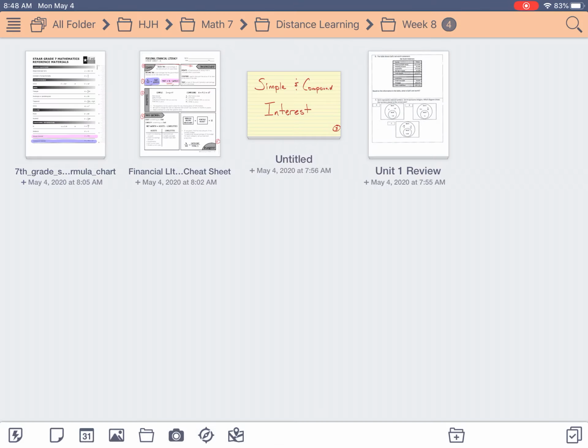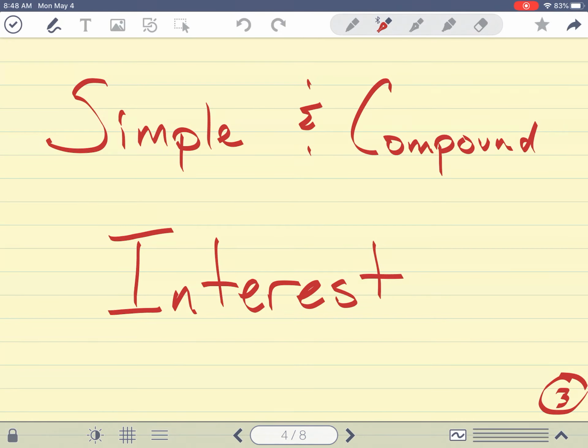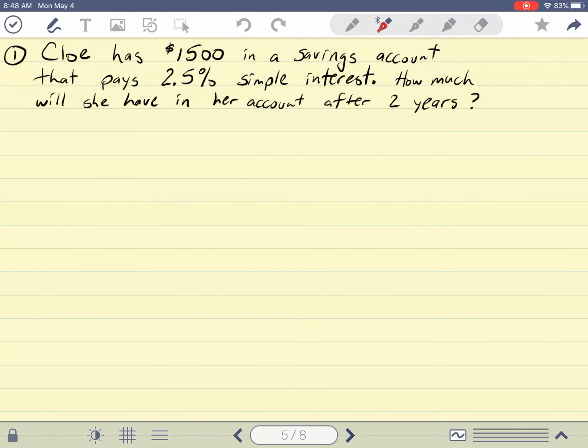Okay, so let's take a look at some simple and compound interest problems. All right, so number 1, Chloe has $1,500 in a savings account that pays 2.5% simple interest. How much will she have in her account after 2 years? Read the full question. How much will she have?